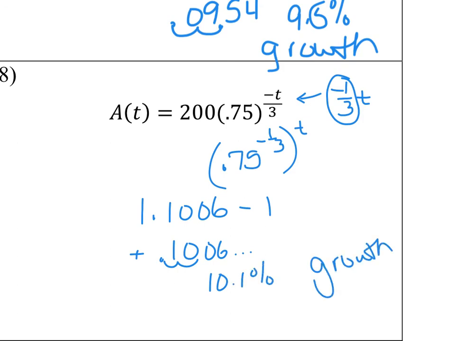So remember that negative does really change a lot. So it goes from decay. I mean, this looks like it's probably decay because it's less than 1. But then when we raise it to the negative exponent, it will change it to more of a growth problem. Okay? So this is the basic idea, just nitpicking apart the formula and figuring out the percent rate of change.